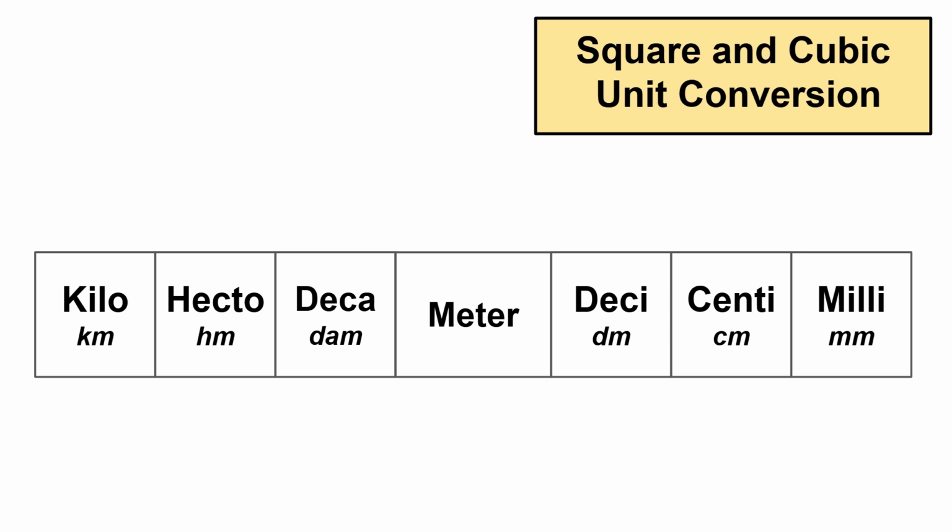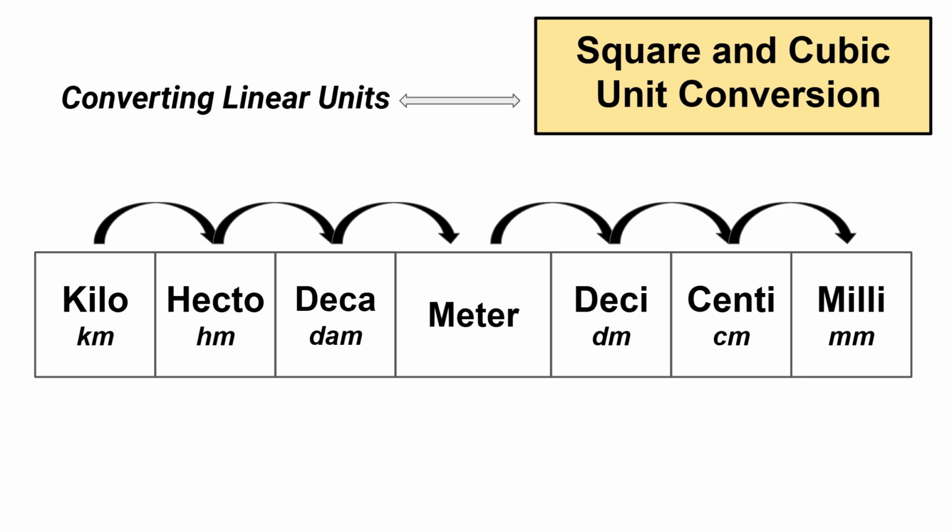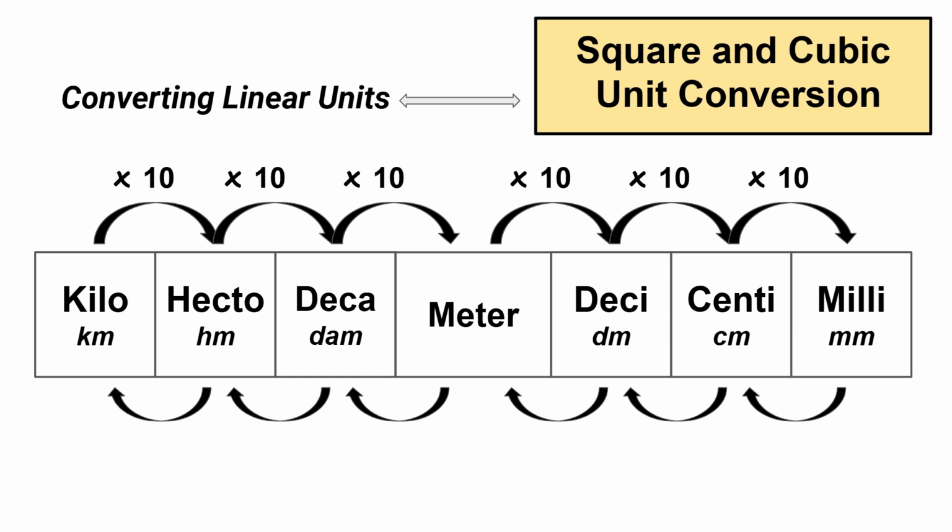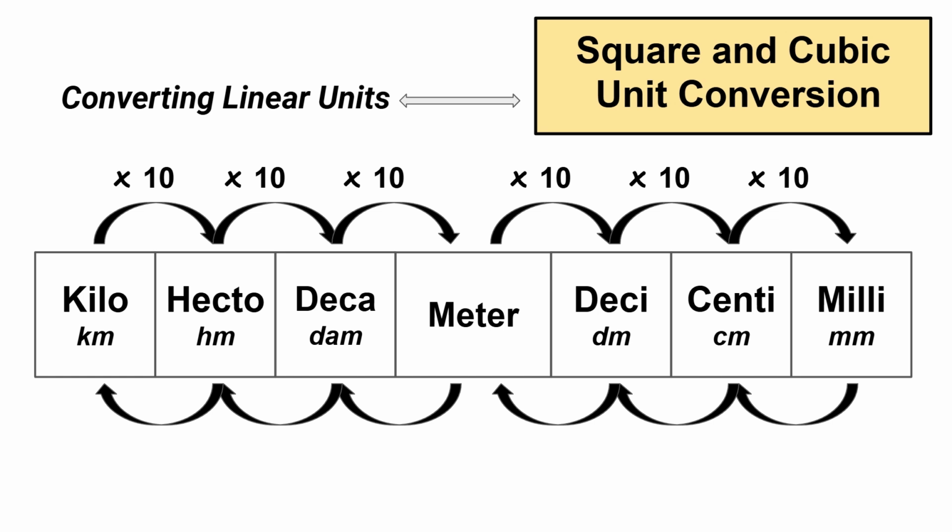Now, before I describe how converting square and cubic units works, it's important to understand converting linear units. Now, with linear units, each unit is 10 times larger than the unit to the immediate right and 10 times smaller than the unit to the immediate left. And this means when converting units, the number of spaces to the right from one prefix to another tells us how many times to multiply by 10, and the number of spaces to the left from one prefix to another tells us how many times to divide by 10.